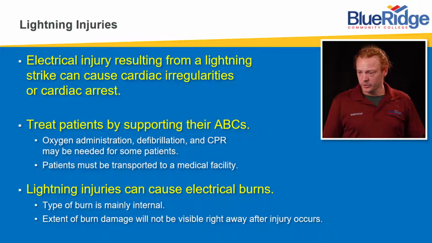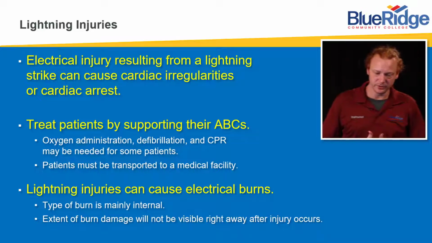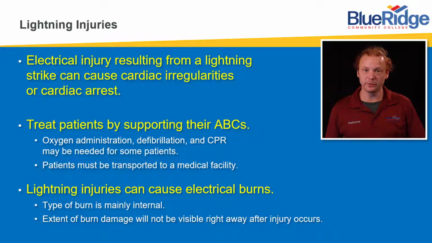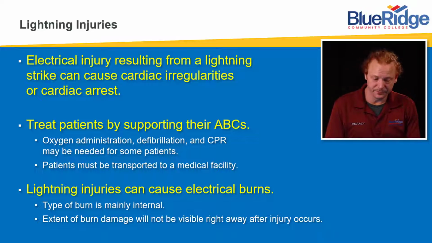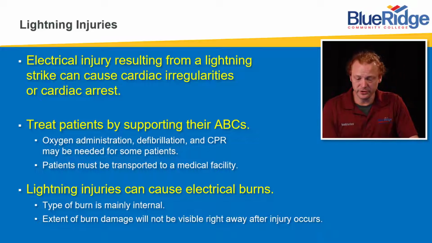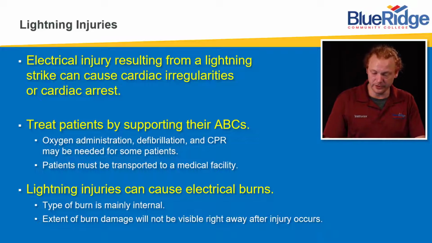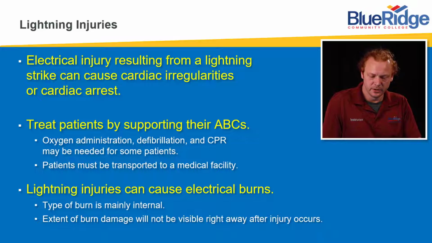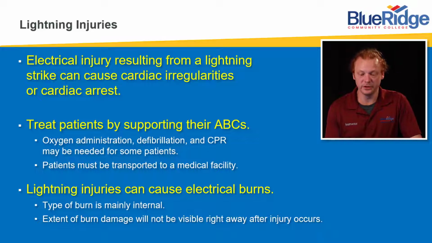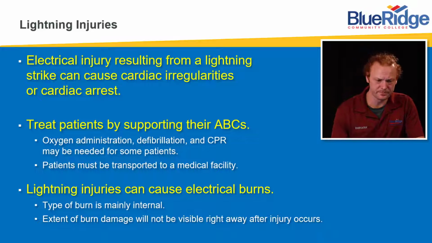Okay, so talking about what comes from the sky, lightning injuries resulting from a lightning strike can cause cardiac arrest and cardiac irregularities. Treat patients who have been struck by lightning by supporting the airway, breathing, and circulation. Oxygen administration, defibrillation, and CPR may be needed for some patients. Patients must be transported to an appropriate medical facility. Lightning injuries can also cause electrical burns. The type of burn is mainly internal, so the extent of the burn damage will not be visible right away after the injury occurs.